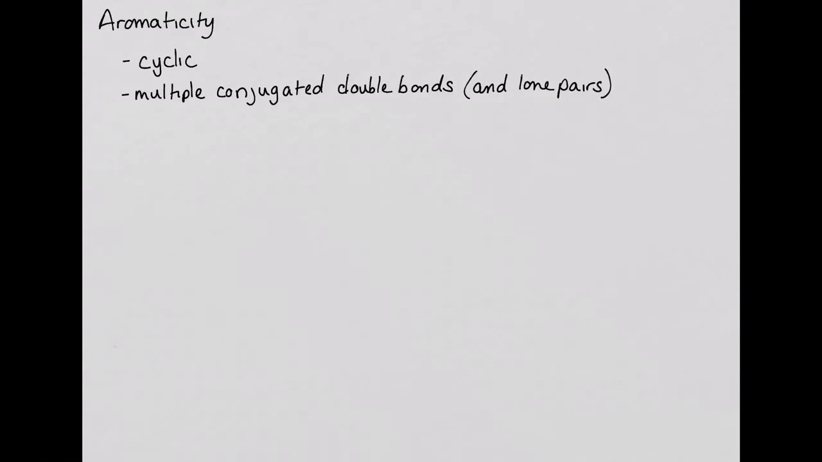This video will cover the topic of aromaticity. Aromaticity is the property of some cyclic organic molecules that have multiple conjugated double bonds, and sometimes also lone pairs, that are highly resonance stabilized. The most common example that we see of an aromatic compound is benzene.